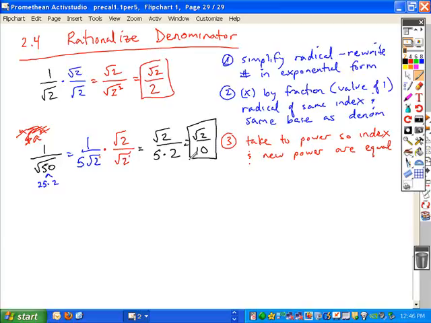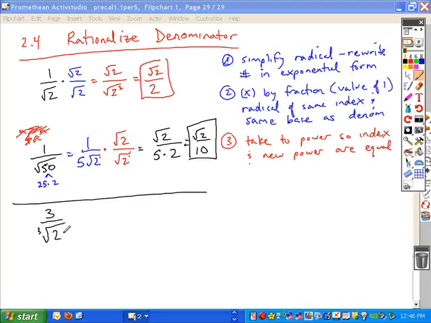Okay, what's going to happen, though, when we start to do cube roots? Okay, so let's take 3 over the cube root of 2. Okay, let's see how these steps apply in this case. All the steps are going to follow the same pattern. Simplify our radical. Okay, there's no simplifying here. There's no perfect cube factors out of 2. So we're going to multiply by a value of 1.